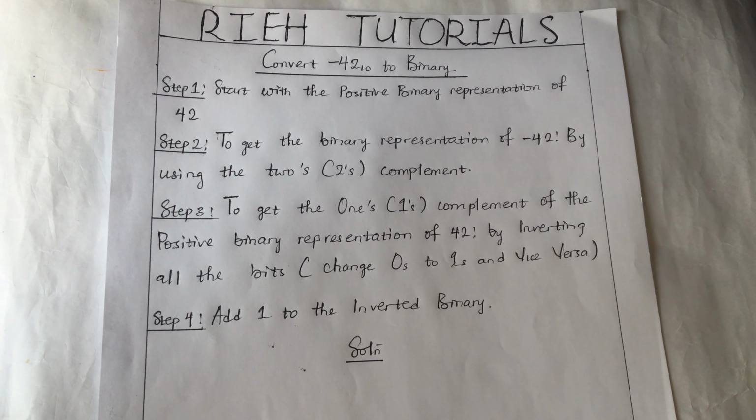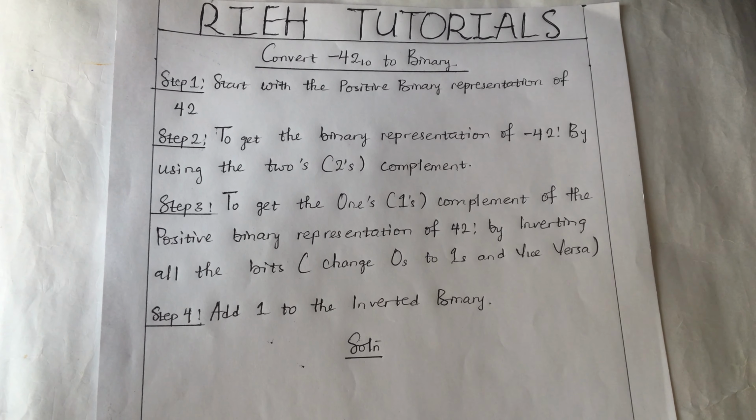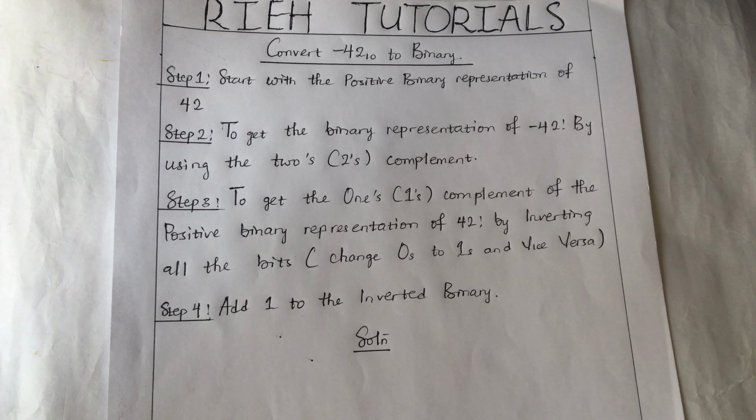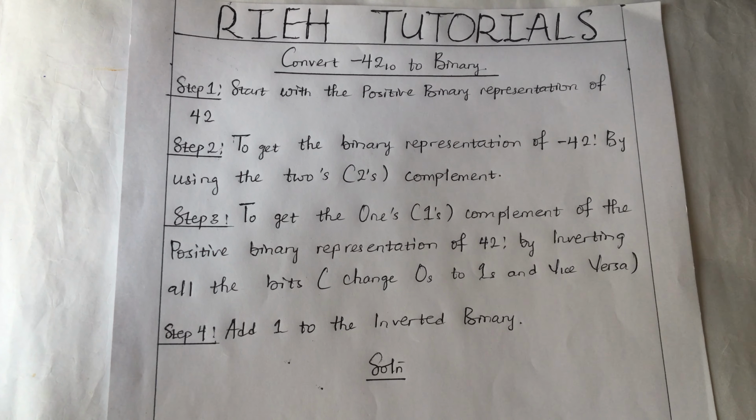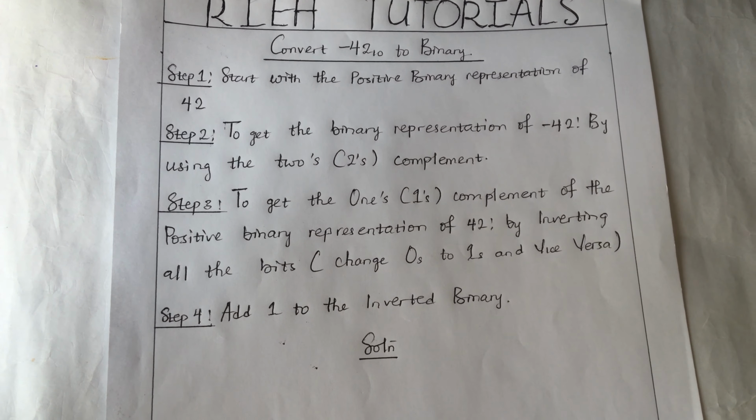In this video, I'll be taking you through converting negative 42 base 10 to binary. So we are going to be following these steps provided. The first step says we should start with the positive binary representation of 42. But before we proceed with that, let's take note that originally 42 is supposed to give us a 6-bit binary number. But because we are dealing with a signed number, which is negative 42 base 10, our result is going to be an 8-bit binary number.